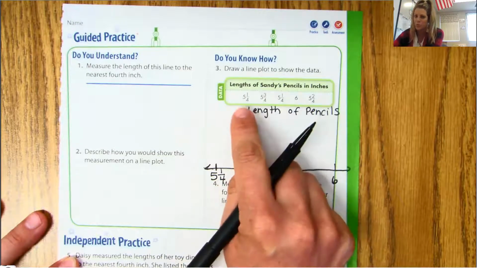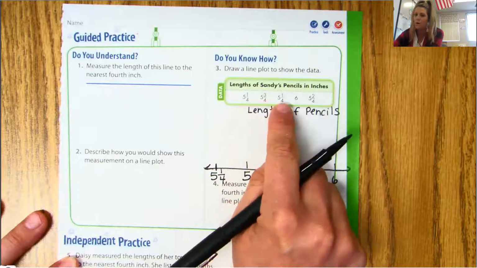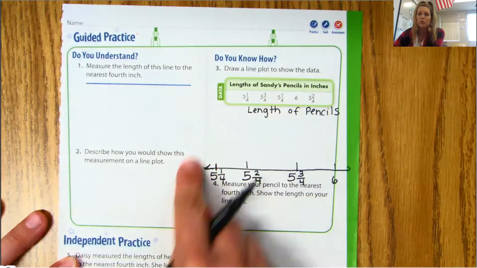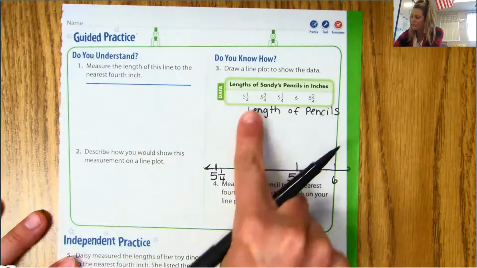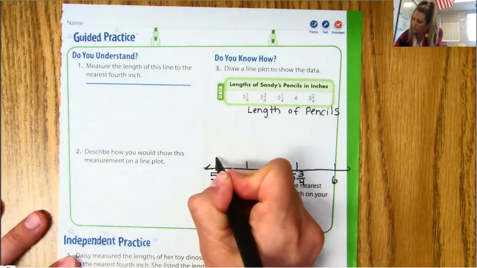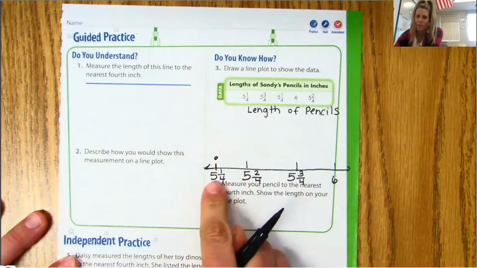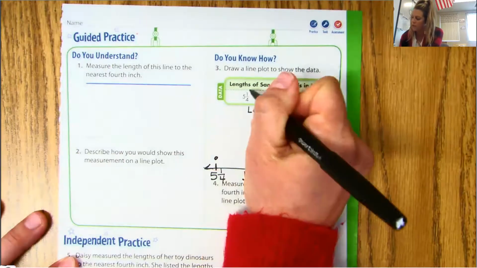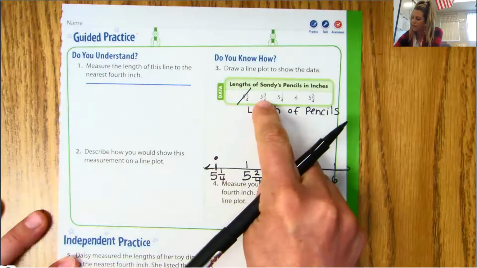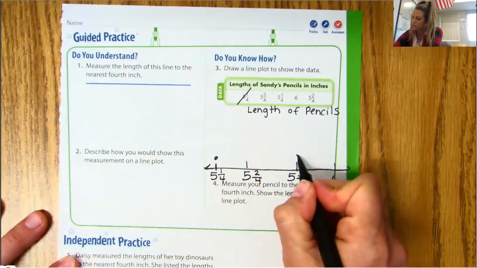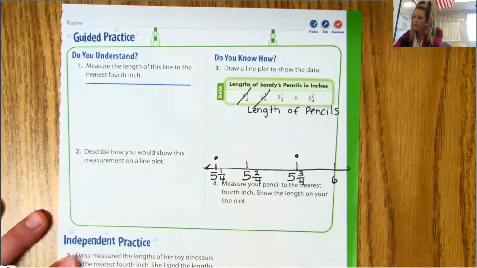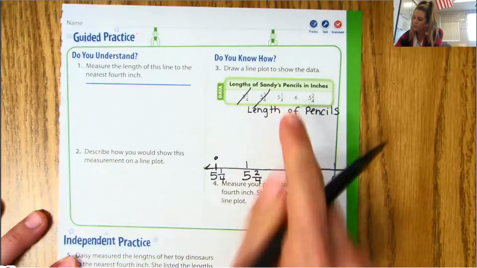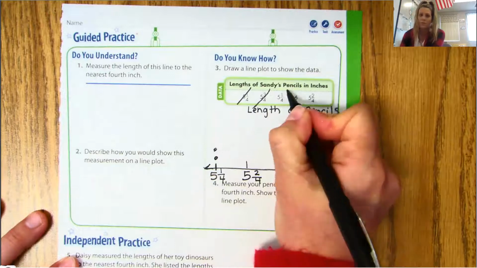How many measurements were there? 1, 2, 3, 4, 5. So at the end, you should have 5 data points, right? All right, so we've got 5 1/4. We find that on our line plot and we make our dot, then we cross it off. Now we have 5 3/4. Plot it, cross it off. We have another one, 5 1/4. Plot it, cross it off.